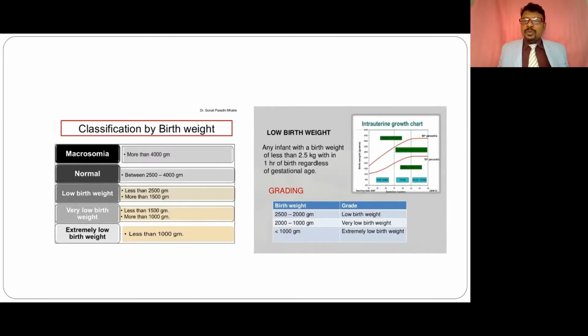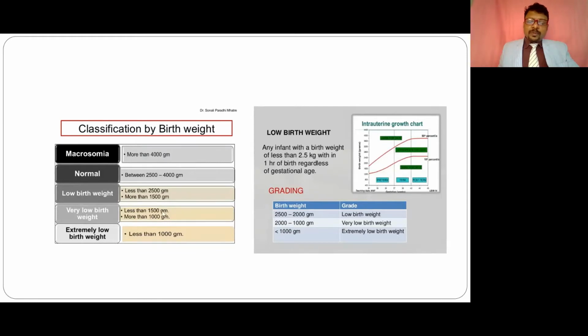So how are we going to classify the birth weight? According to the WHO standards, if you see the calculations here, less than 1,000 grams, that is only 1 kilo. If a full term baby weighs only 1 kilogram, that is 1,000 grams, it's extremely low birth weight.